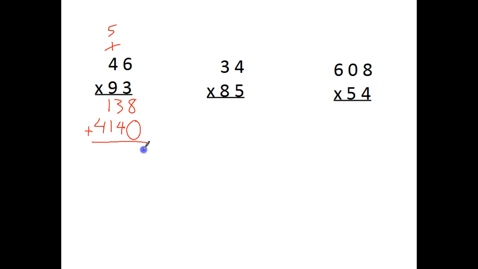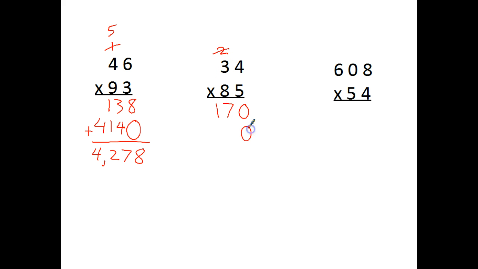Add up my two numbers. There's an 8, a 7, a 2, and a 4. Count over 3 places, 4,278. 5 times 4 is 20. Put down my 0, carry my 2. 5 times 3, 15, plus 2 is 17.